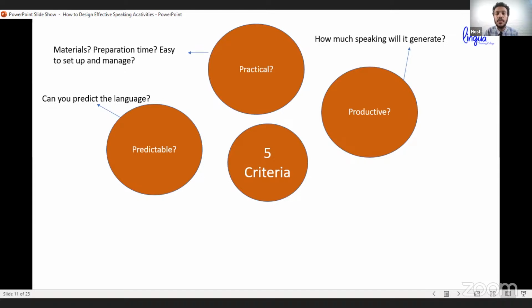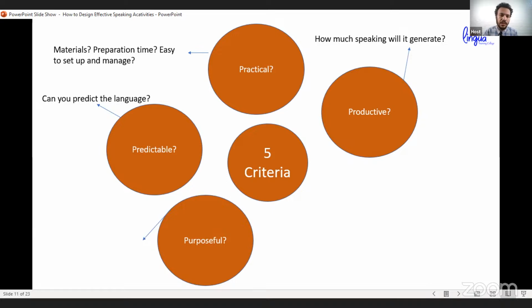practical, and predictable. Fourth P, purposeful. Remember the first question we had, or the exercise we had earlier? It wasn't purposeful, because it was just ask the questions, answer the questions. Why are you asking the questions? Just because the teacher asked me to do so. Why are you answering it? That's it.